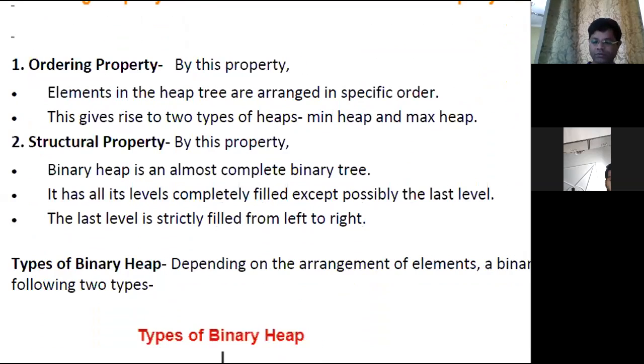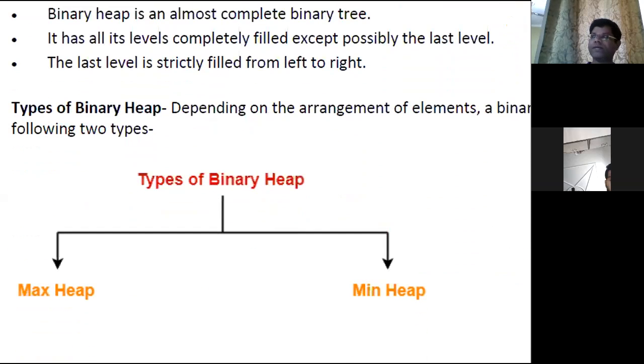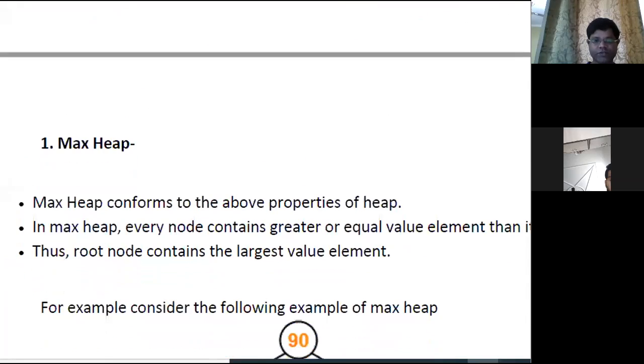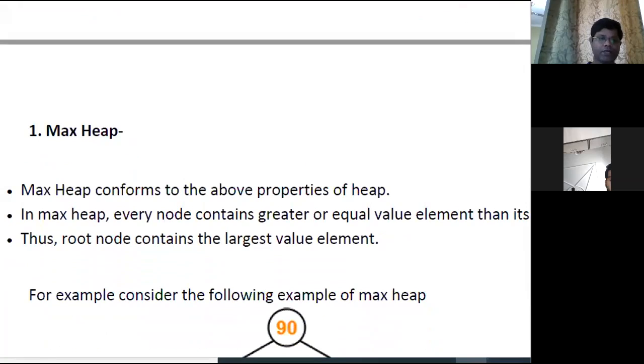Now next, the types of heap. There are basically two types of binary heap, max heap and min heap. These two are our topic of discussion today. So first we proceed with max heap. Max heap conforms to the above properties of heap that I have explained earlier. Every node contains a greater or equal value element than its child node. Thus, the root node contains the largest value.